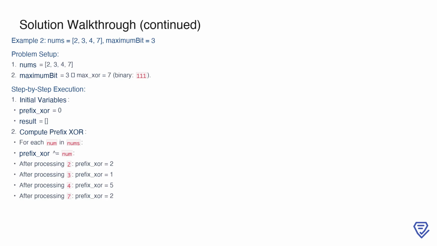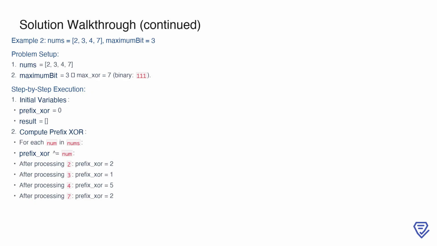For the second example, nums is 2, 3, 4, 7, and maximum bit is 3, which means the largest number that can be formed with 3 bits is 7, or 111 in binary. Thus, max_XOR is 7. We begin with prefix_XOR initialized to 0 and result as an empty array.